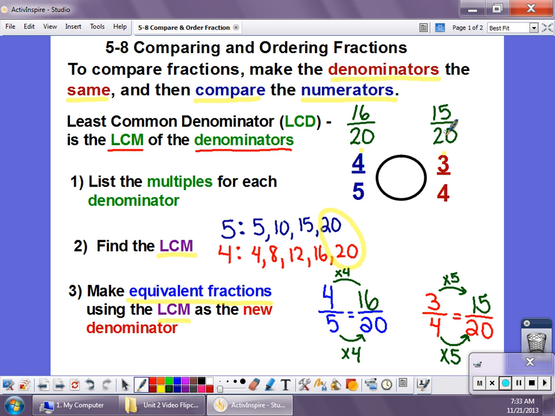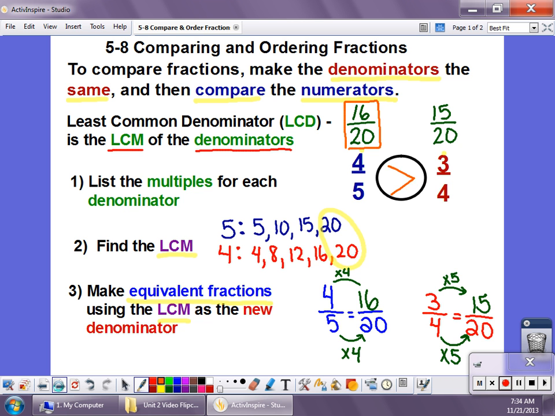So now we need to think, well, which of these is more? Is having 16 out of 20 pieces or 15 out of 20 pieces more? And we know that 16 is the bigger numerator, so that's going to be my bigger fraction. So I'm going to put my symbol this way to say 4/5 is greater than 3/4.